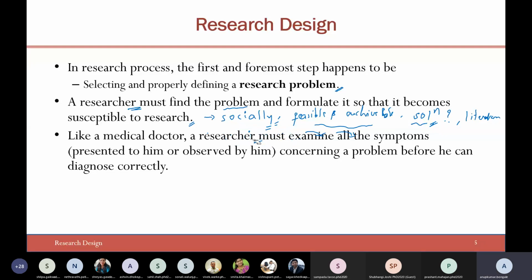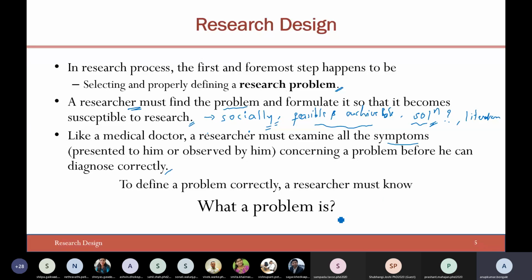It is just like a medical doctor. A researcher must examine all the symptoms presented to him or observed by him concerning a problem before he can diagnose correctly. In other words, you should have a lot of thought process. To define a problem correctly, a researcher must know what the problem is. So that is where we'll start: what the problem is, and what the components and features of the problem are that you are supposed to consider.